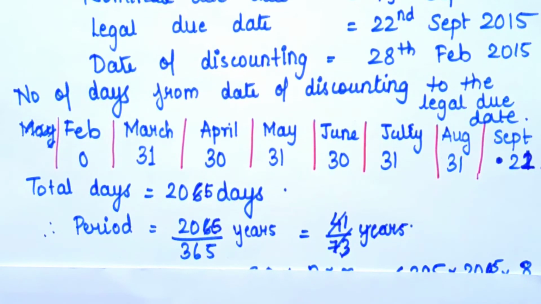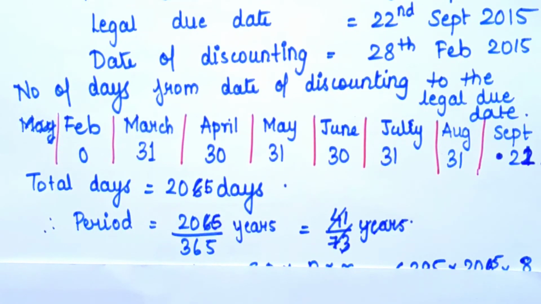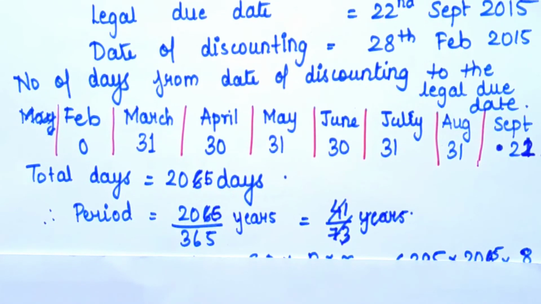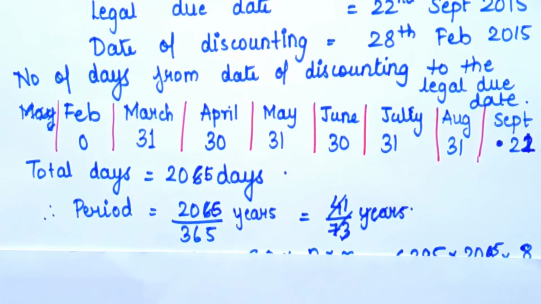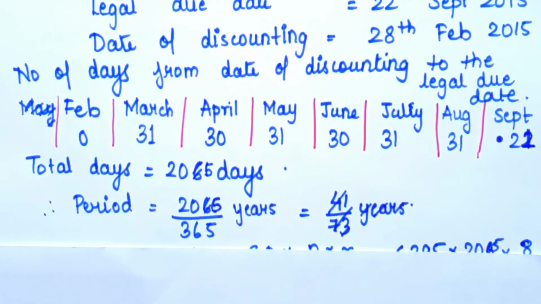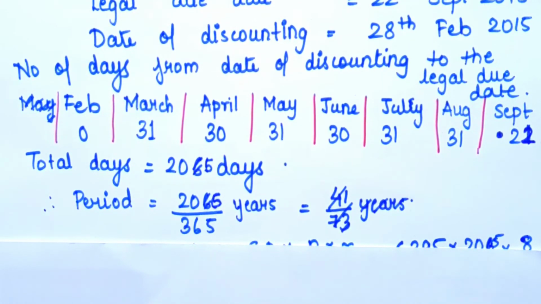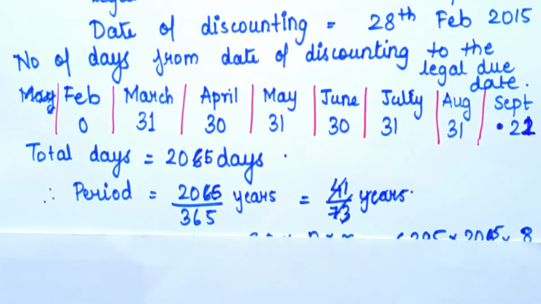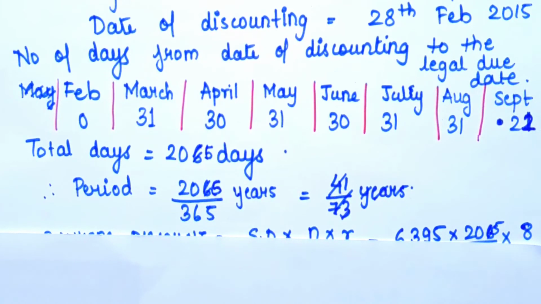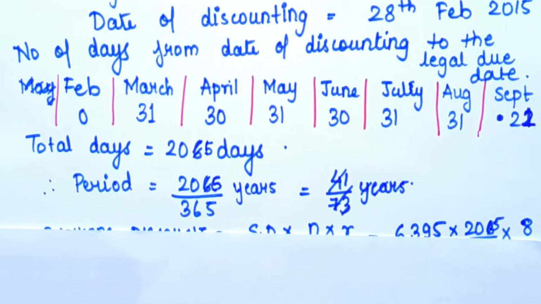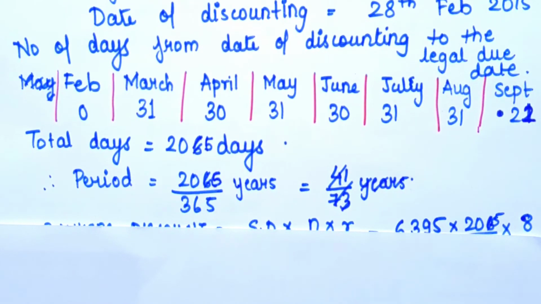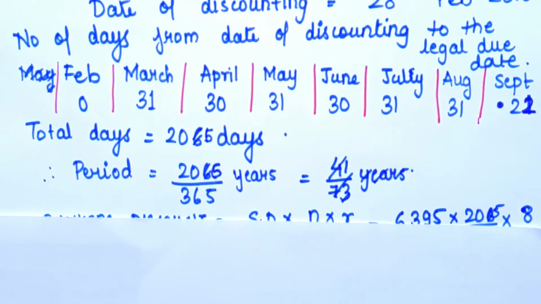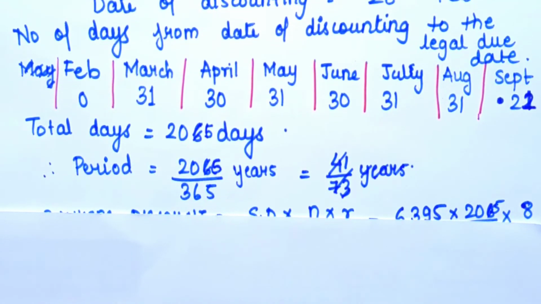So what will be the period? We need to find out the period. Now the period is not 8 months. Now the period will be the number of days from the date of discounting to the legal due date. And why is it so? Because we need to calculate the banker's discount and not the present value or true discount. As we have it in the form of days, we'll divide it by 365 days to get it in the form of years. We don't get any ratio, so we'll keep it as it is, 206 upon 365 years.